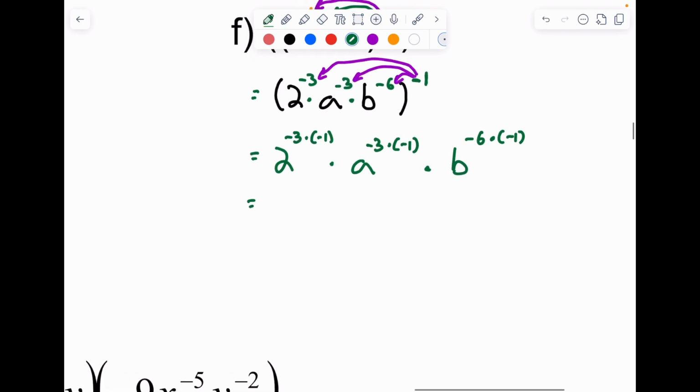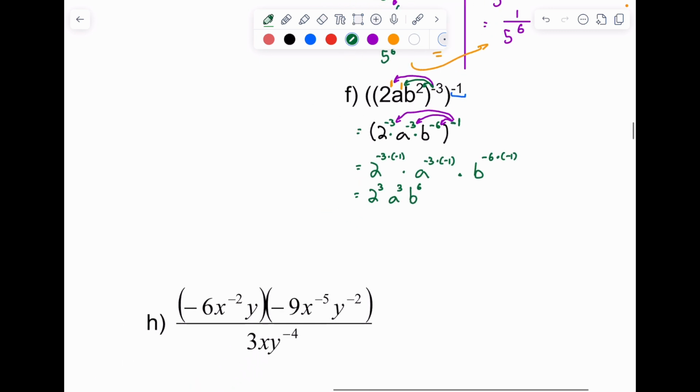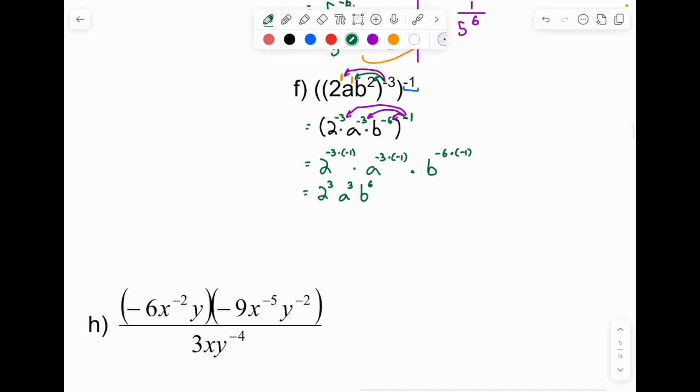Well, 2 to the negative 3 times negative 1, that's just positive 3 now, right? Anything times negative 1 will flip the sign. So then you get a to the 3 as well. And then you get b to the 6. And there you go. That's your final answer. Notice how if we use the power to a power rule, we're actually able to simplify it and just ignore those negatives altogether. We didn't have to do any flipping of our fractions at all.